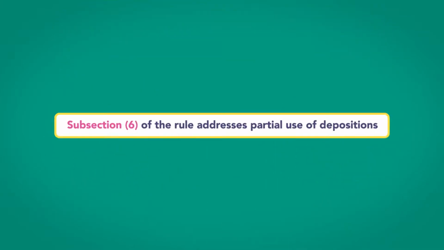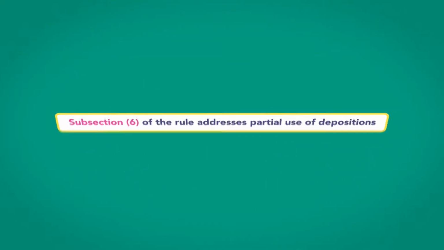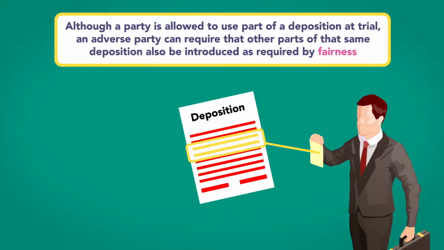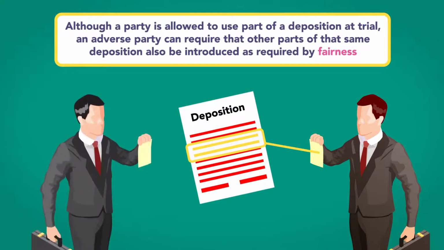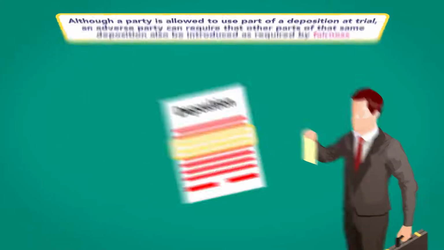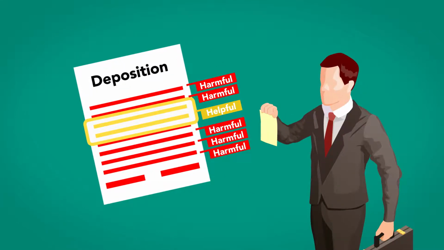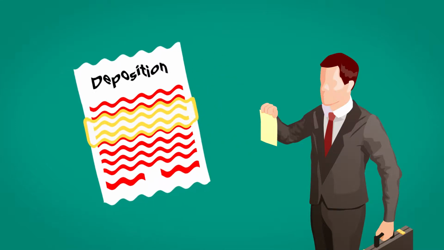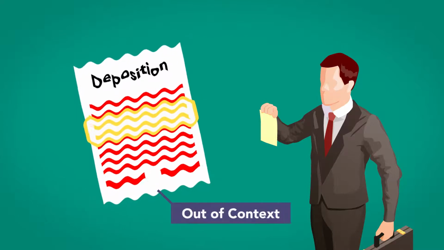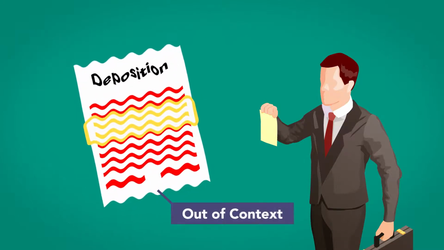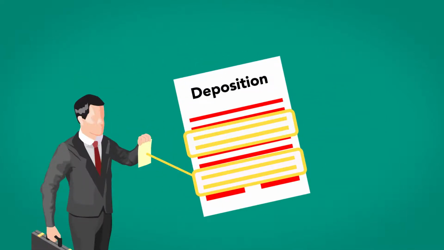Subsection 6 of the rule addresses partial use of depositions. Although a party is allowed to use part of a deposition at trial, an adverse party can require that other parts of that same deposition also be introduced as required by fairness. This would apply, for instance, if the bulk of a deponent's testimony was harmful to a party, but that party tries to enter the only sentence in the deposition that helps his case. This would give a distorted or out-of-context view of the deponent's testimony. The opposing party can thus have the additional portions of the deposition introduced as well.